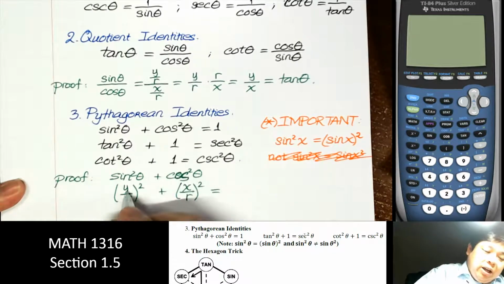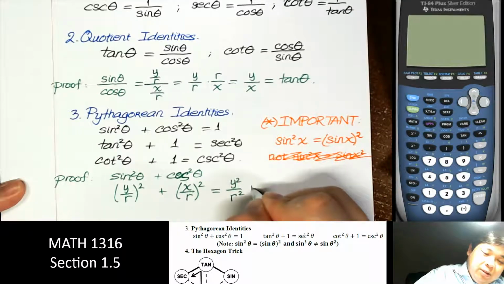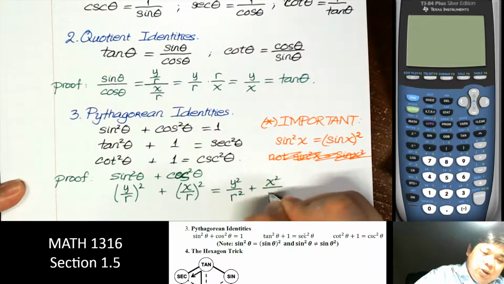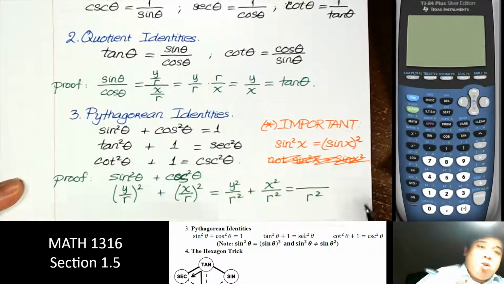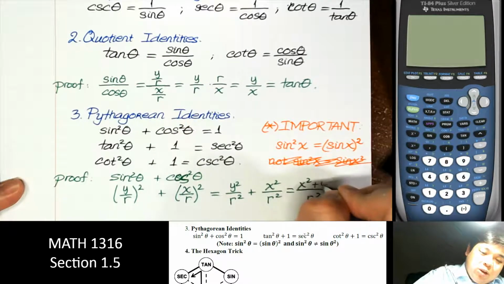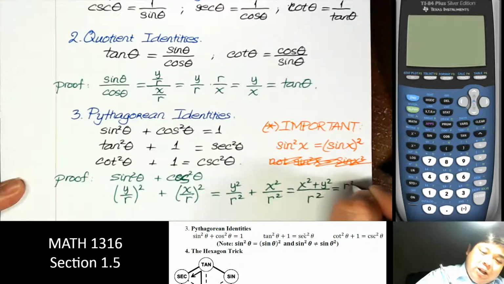When we square, square the top, square the bottom. Common denominator is r squared, x squared plus y squared. Pythagorean theorem: x squared plus y squared is r squared. So it is equal to 1.